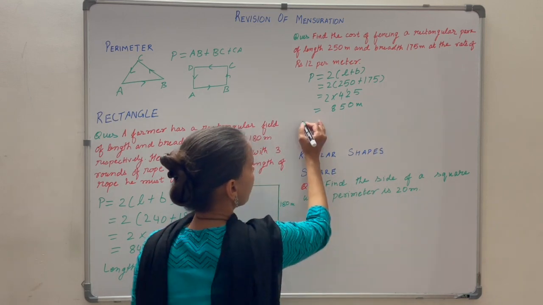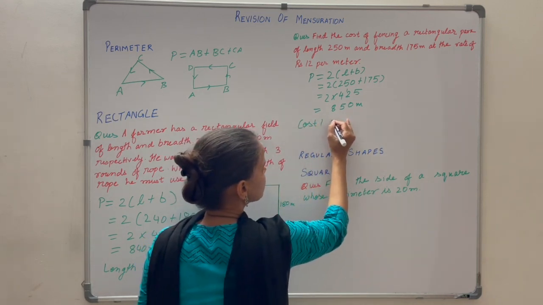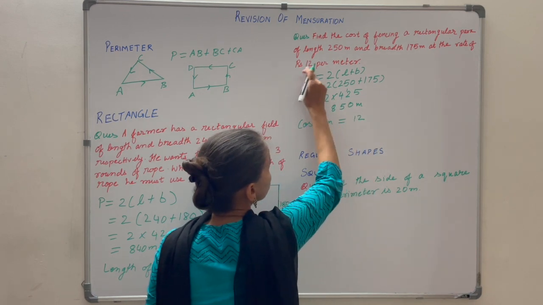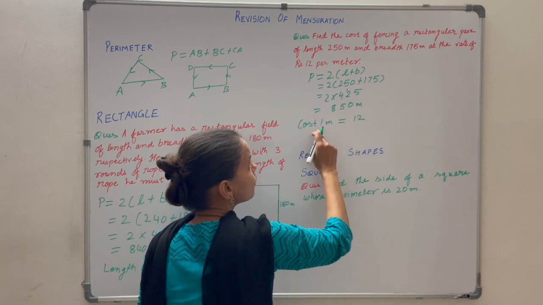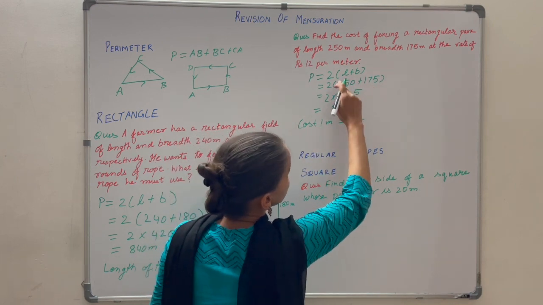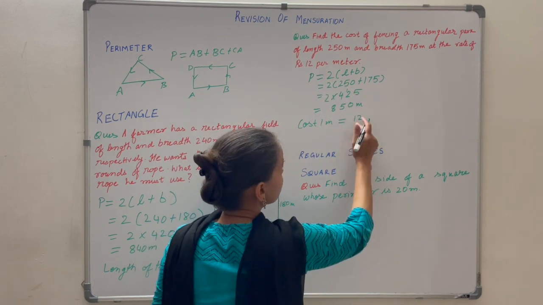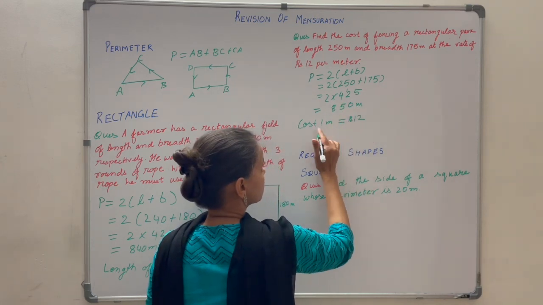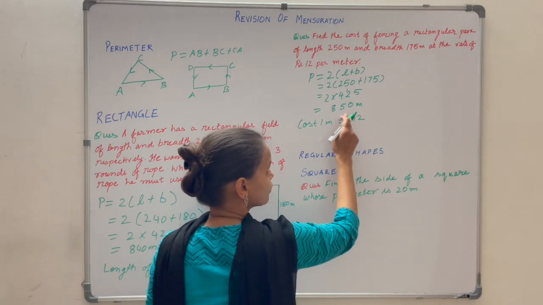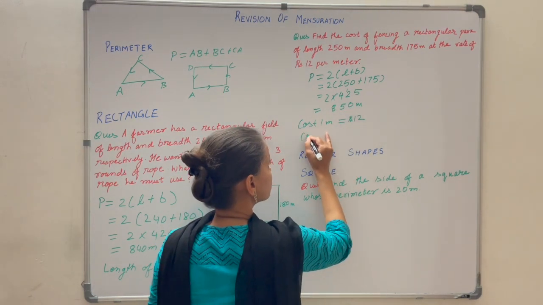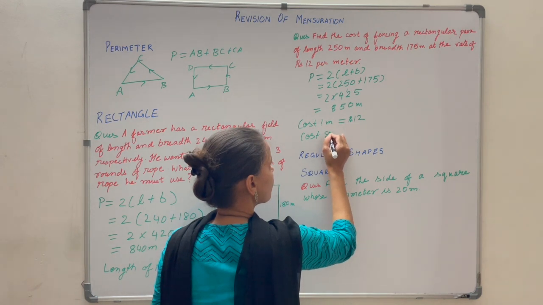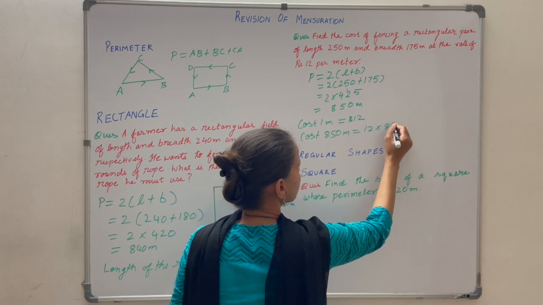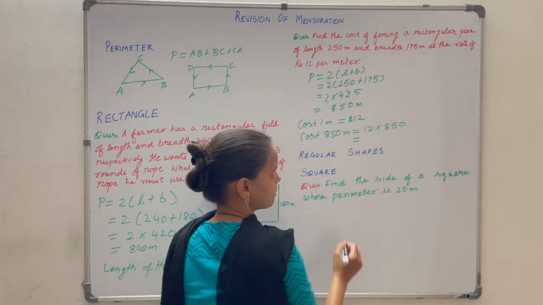The cost of 1 meter is equal to 12. It says rupees 12 per meter. That means cost of 1 meter is 12 rupees. So you have to cover how much distance? 850 meters. So for 1 it is 12, so for 850 it is into 850. So the cost of 850 meters is 12 into 850. So you need to multiply this.